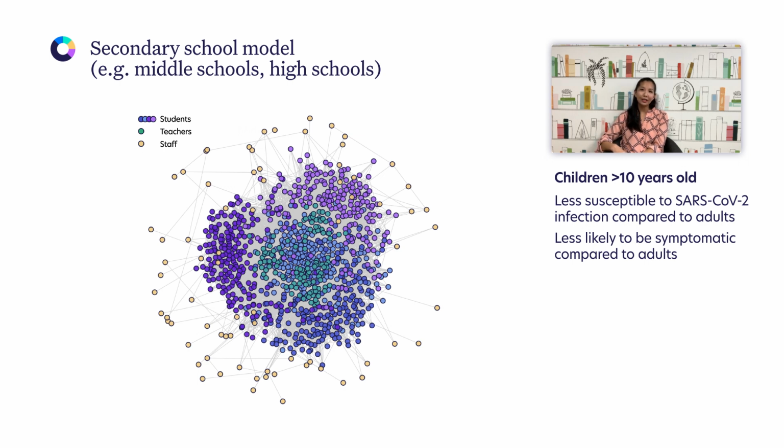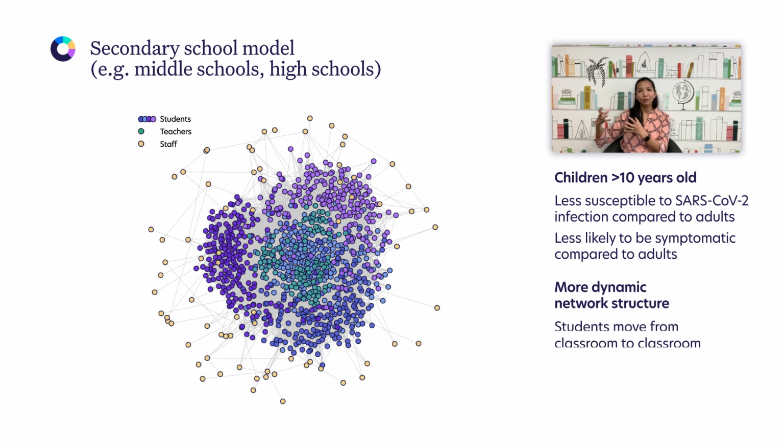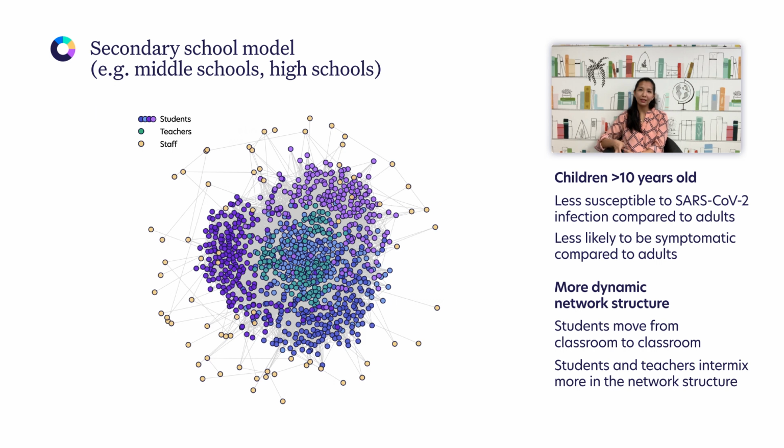In addition, the secondary school model has a different network structure. Secondary schools, which are middle schools and high schools, generally have students moving around more throughout the day. You have different classrooms of students who are in different subjects throughout the day, and they interact with different classmates as well as different teachers as they go throughout a single day. And that's built into the network structure of the secondary model.